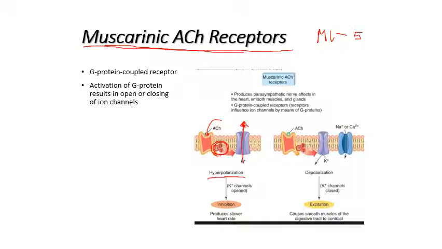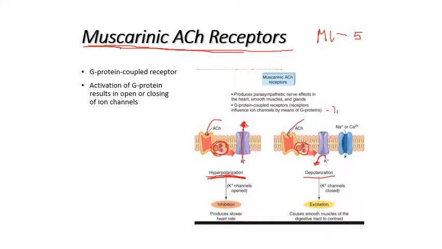If potassium is allowed to rush out, that's going to make the membrane potential more negative. Okay, in a different muscarinic receptor, binding of acetylcholine again activates G proteins, but in this case, with this receptor, the G protein does the opposite. It closes potassium channels. Okay, and this allows for depolarization.